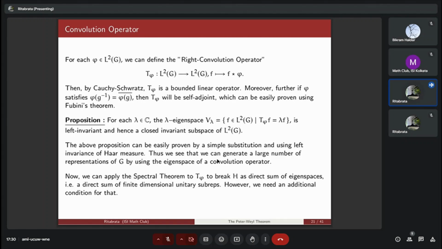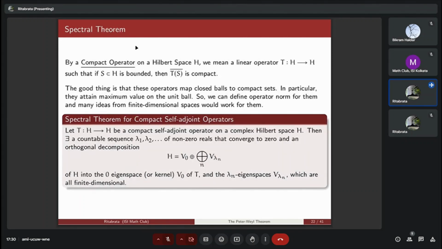Now our next goal will be to apply the spectral theorem, the Hilbert-Schmidt spectral theorem, to this type of operators, which we'll discuss in the next slide. By a compact operator on a Hilbert space, we mean a linear operator T from X to H such that if we have a bounded set, then the closure of its image is also compact. We typically call these sets pre-compact sets. But we'll not use a lot of different terminology here. In particular, if we have a unit ball, then its image closure will be compact.